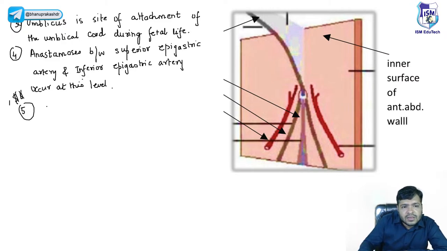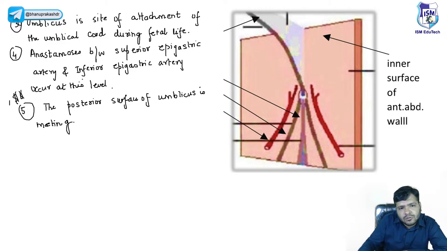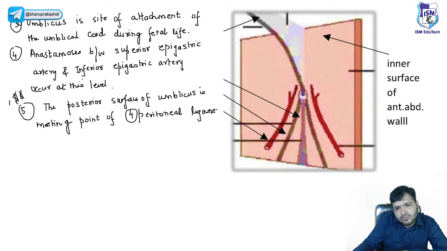Now, the posterior surface of umbilicus is meeting point of four peritoneal ligaments. Now, what are these four peritoneal ligaments, guys? The first one, and I will explain you also. And agar aap logon ne embryology padhi hai, toh this will become a piece of cake for you guys. Nahin padha hai, toh kuch nahi ho sakta.